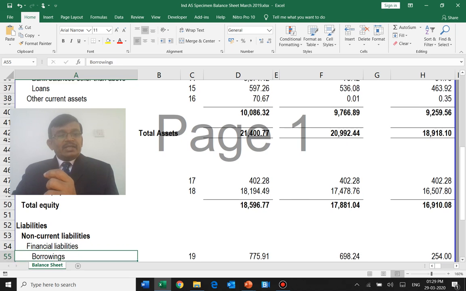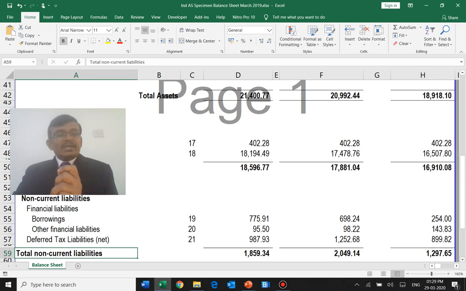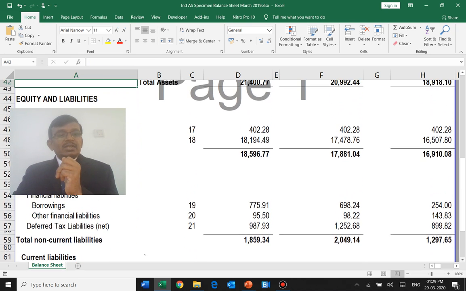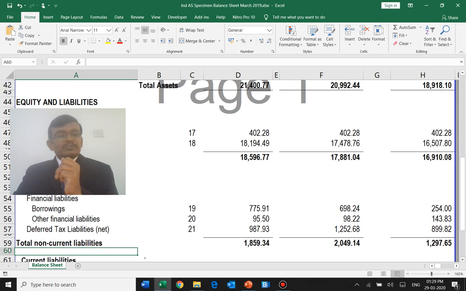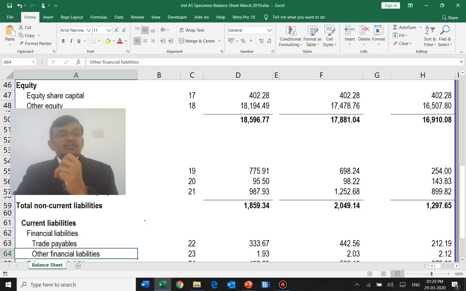And then on the liability side, as we have seen on the asset side, here also liabilities are classified into non-current liabilities and current liabilities. Again, within non-current liabilities, if it is a financial liability, that is shown separately. All other items are shown separately. Financial liabilities can be both non-current and current. For example, long-term borrowings is a financial liability and it is shown under non-current, whereas trade payable is a current liability and accordingly it is shown there. Suppose you have short-term borrowings or working capital limits, those items will also come under current liabilities, financial liabilities, short-term borrowings.